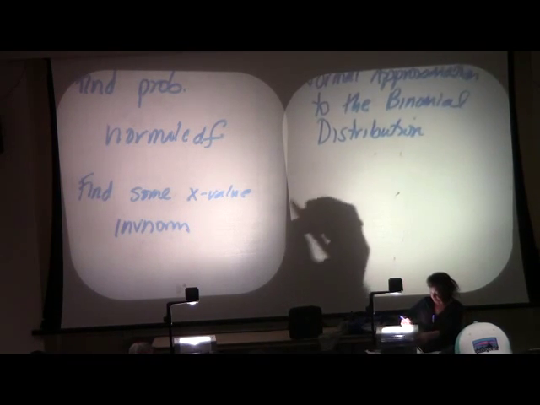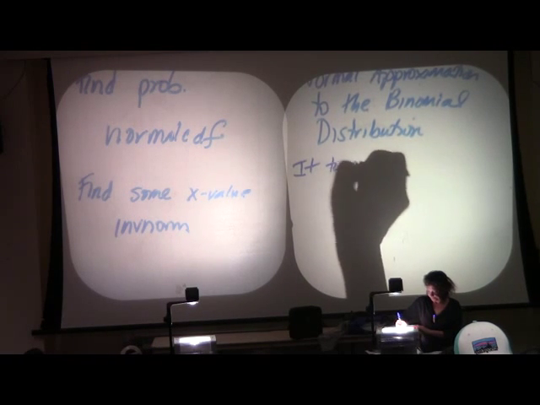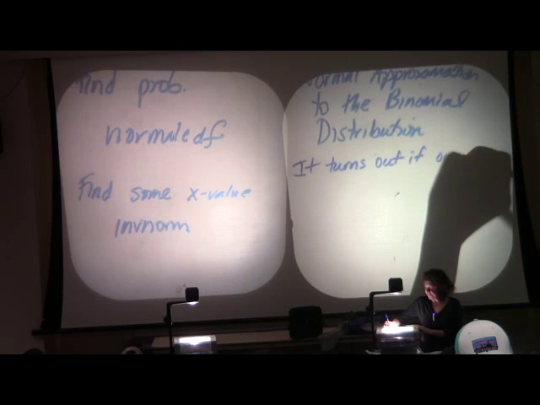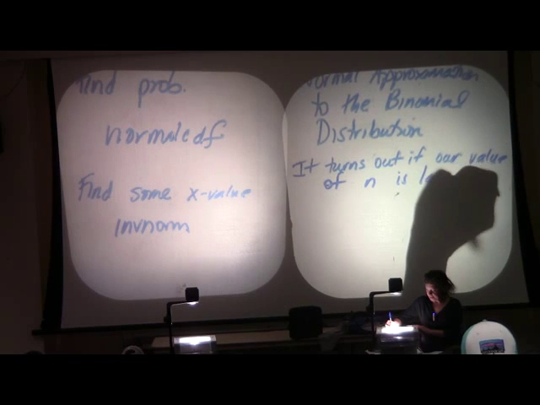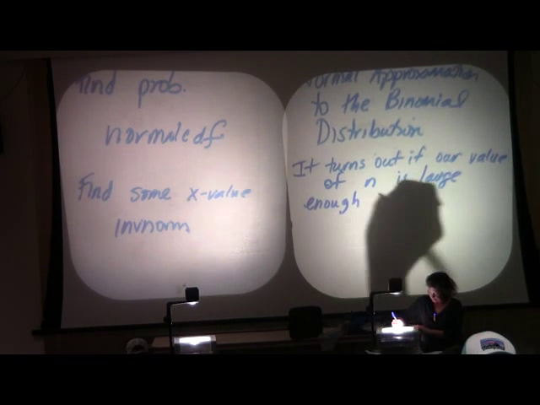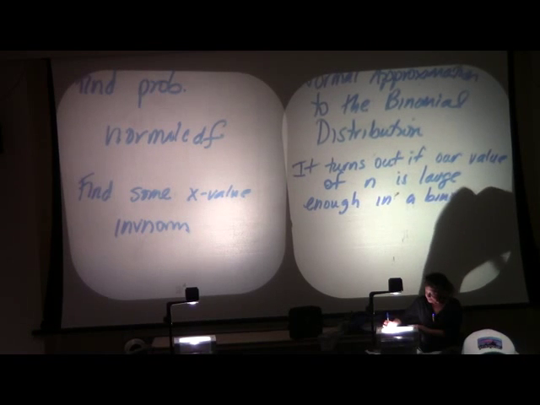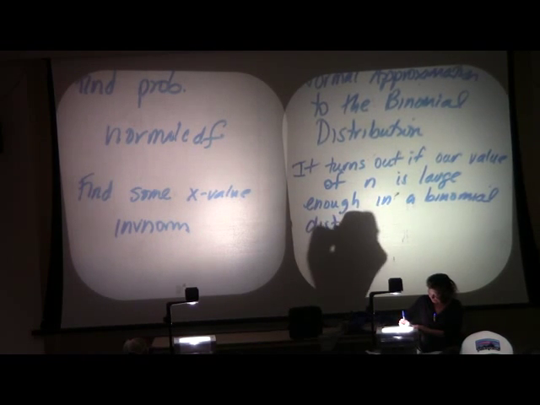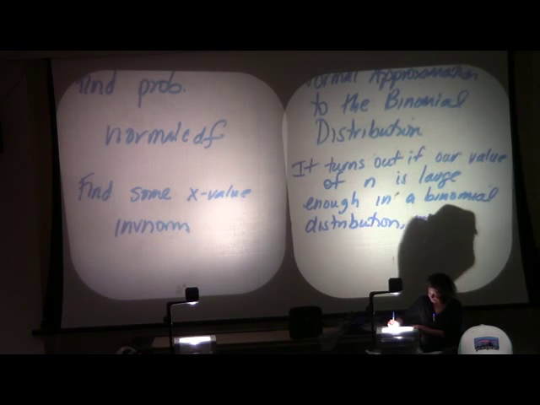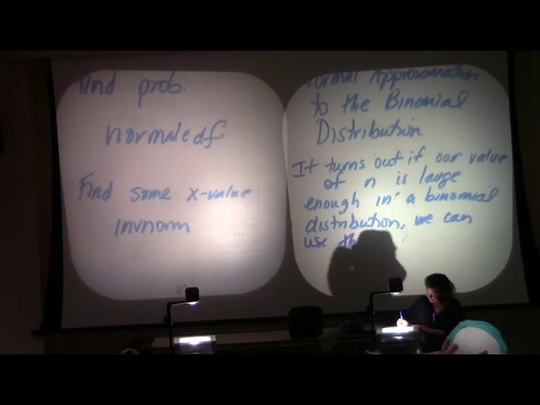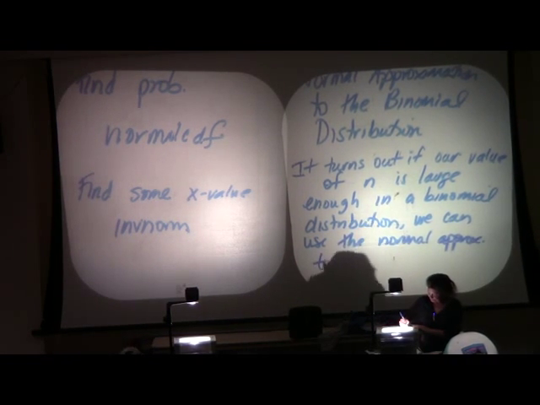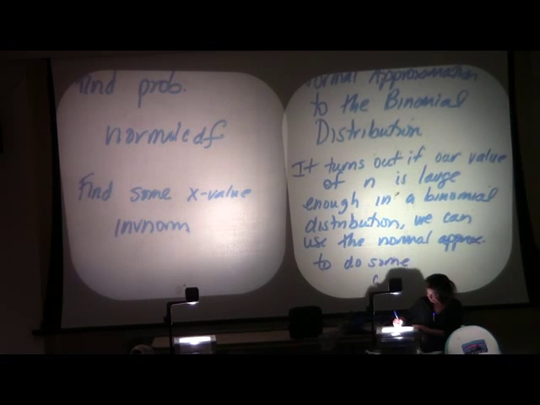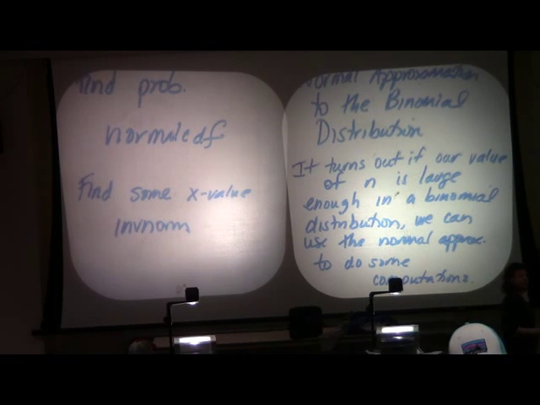Well, it turns out if our value of n is large enough for a binomial distribution, we can use the normal approximation to do some computations. And they actually turn out to be quite accurate.